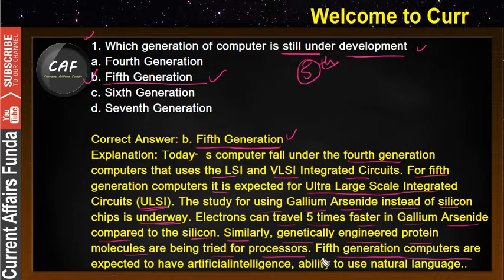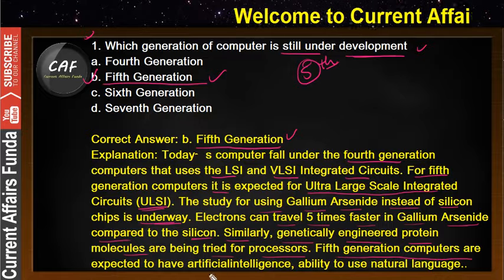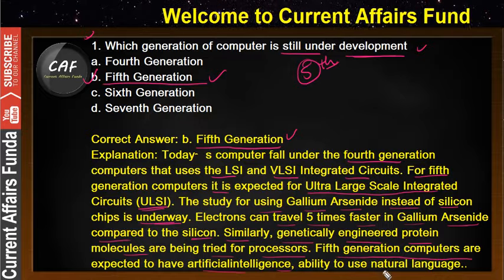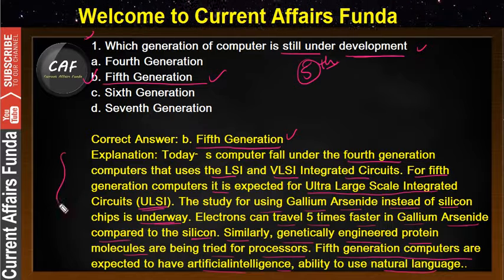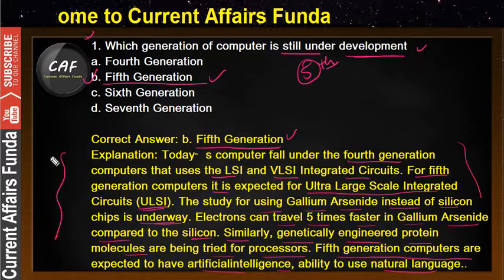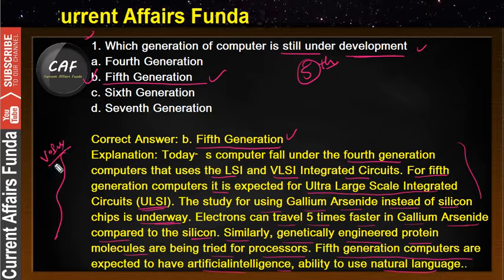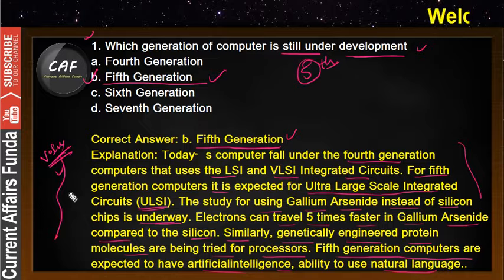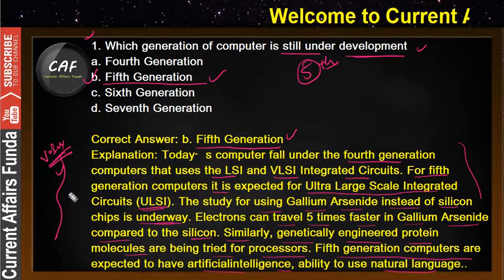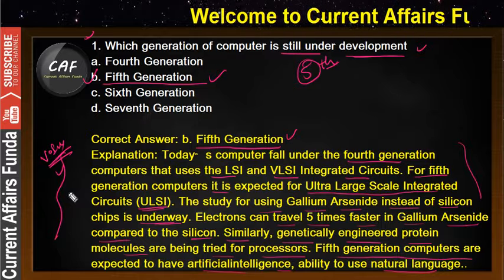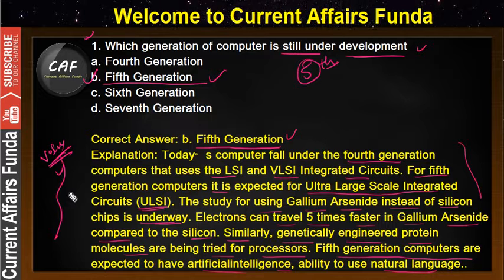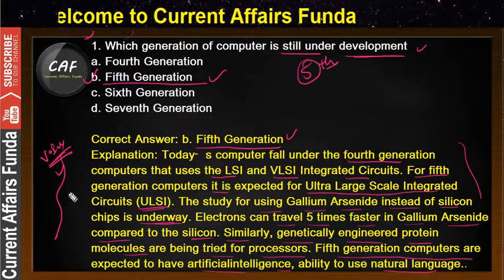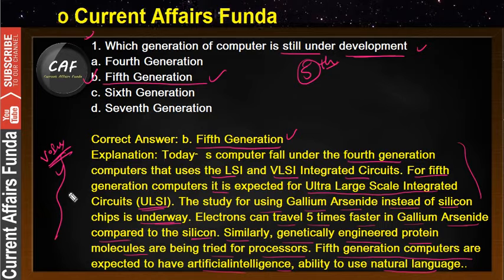5th generation computers are expected to have artificial intelligence and the ability to use natural language. That's all about the 5th generation computer. Guys, content is really very important for you, because if you know the theory portion, then you can easily achieve the objective questions, because objective questions are nothing else, they are compiled from the theory portion.